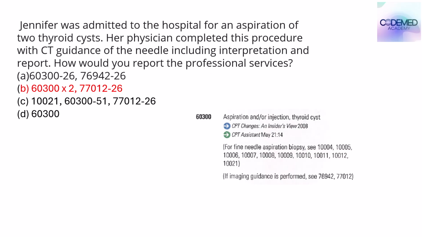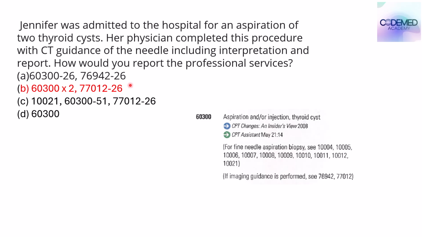If you see 60300, it is written only once. We have two thyroid cysts, so we cannot take option D. C is 10021, which is talking about the fine needle aspiration. And if you remember, that is a code for the non-imaging technique. First of all, whenever it is an FNA, they will clearly write that it is a needle, but they haven't written it as a fine needle. So that is one important thing. And then if you see the code 60300 26 and 76942, 76942 is an ultrasound guidance. In our case, it is a CT guidance.